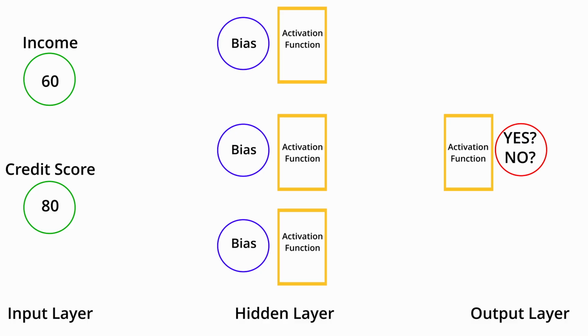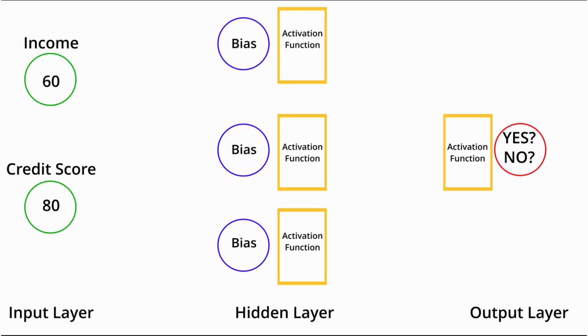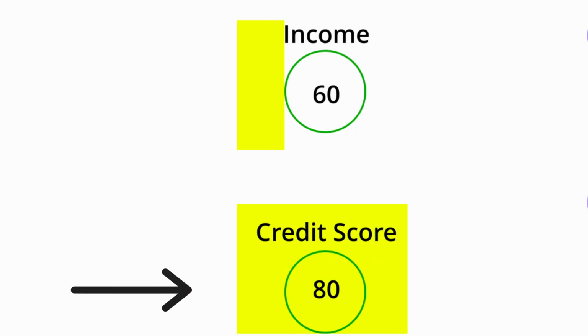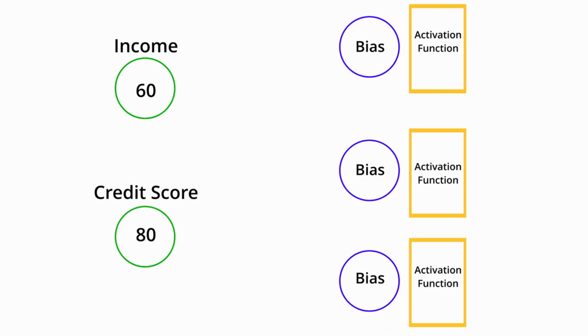Now let's actually walk through our neural network step by step. This process is called the forward pass. We're going to send Alex's data through the network and see what decision it makes and why. First, let's start with our inputs. Remember, Alex has a credit score of 80 and an income of 60, since we're using thousands. These two inputs get passed into the hidden layer.